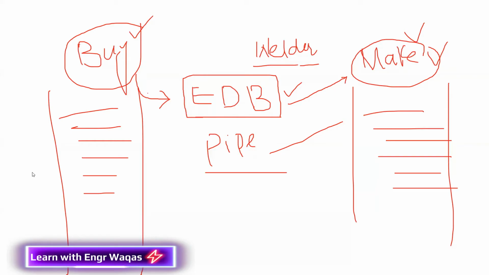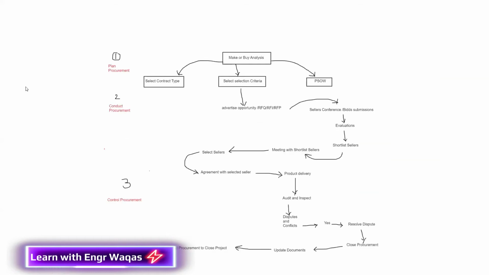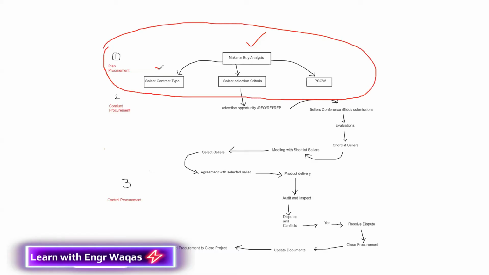Once it's done, then the next thing is, just give me a moment. This next thing after make or buy analysis, this is actually the planning phase. In this phase, the first thing is to select the contract type. You are going to put up a contract. For which contract you are going, source criteria, selection criteria, and then a procurement statement of work. This procurement statement of work is going to explain all your procurement scope of work. Okay, so it's going to be documented.